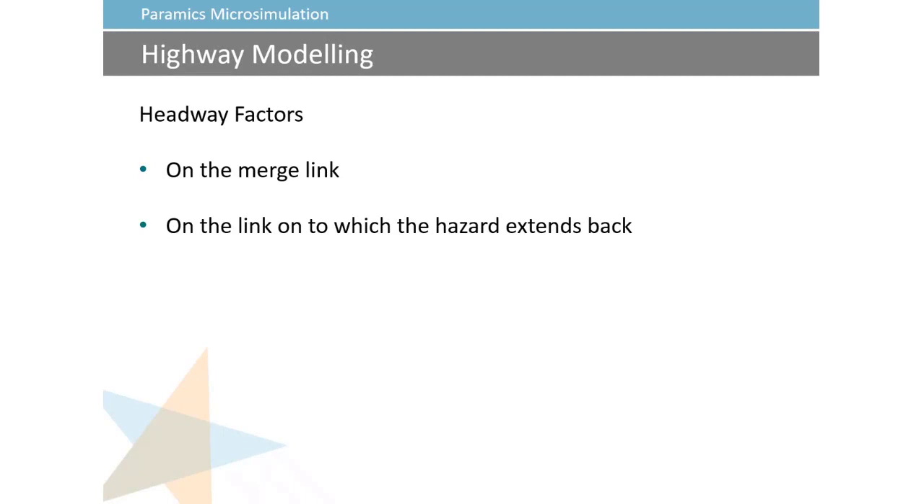And the next thing we want to make sure we always include as a starting point is headway factors. So when there's merging going on and lots of lane choice, we want to reduce the headway factor to allow the gaps between vehicles to be a bit smaller on those links. So there's 2 locations that we want to apply headway factors to as a default, and that is on the merge links themselves and on the links onto which the hazard extends back. And the headway factor we use as a starting point is 0.6.